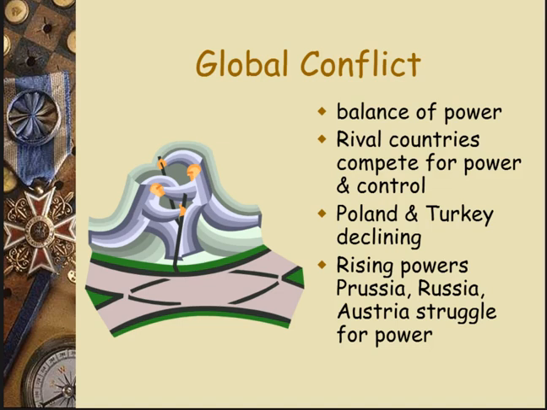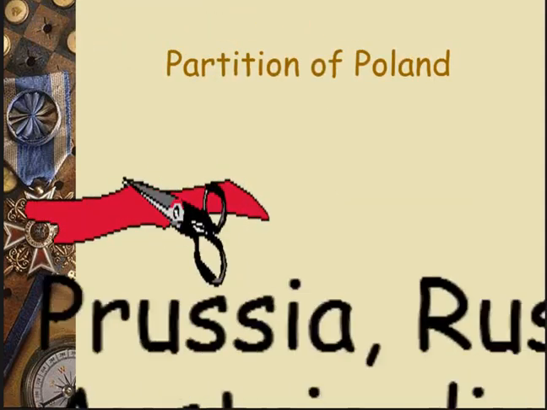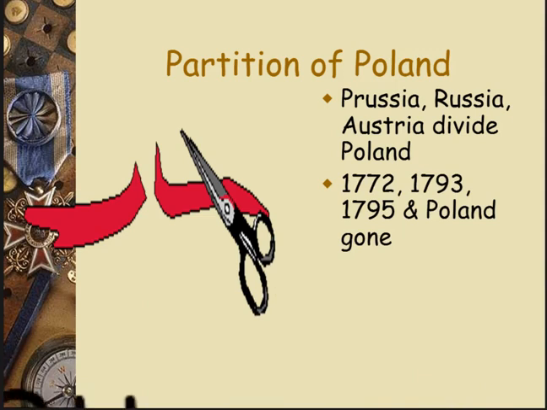And so we see rising powers replacing these older powers. Prussia, Russia, and Austria are the growing powers of Europe. So here's one of the things that happens. The partitioning of Poland. We don't use the word partition too much anymore. Sometimes we use it in a building or something, right? Going to put up a partition.